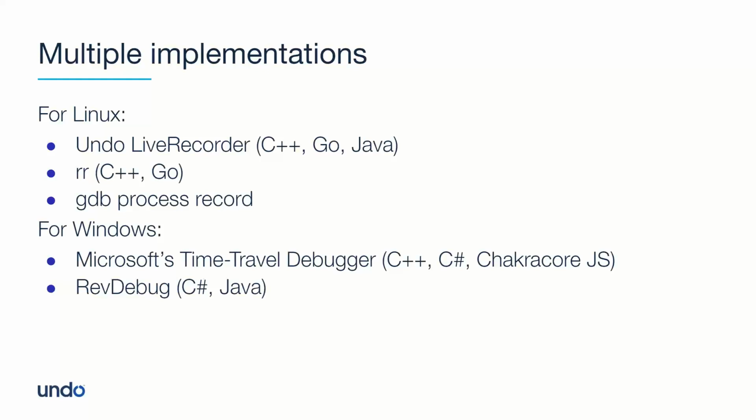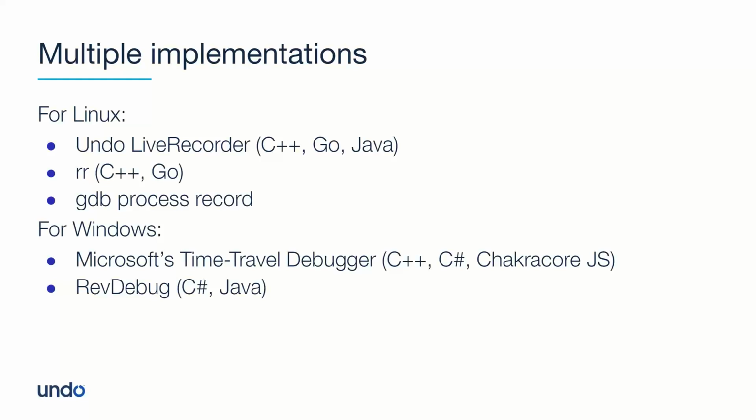I said at the beginning that there are multiple implementations of this. I think this is a technique whose time has come. Live Recorder is what we do at undo.io, and we just saw the demo. It works with C++, Go and Java programs and some others as well, but those are the main languages we support right now. There's an open source tool called RR, which is pretty good actually. It stands for record and replay. It's a more lightweight, smaller thing than what we do, and it has limitations in where it will work, but where it does work, it works very well. And there's a thing inside GDB, if you're familiar with that, called process record, which does the technique, but doesn't work very well.